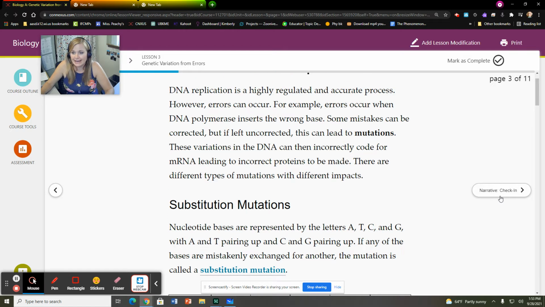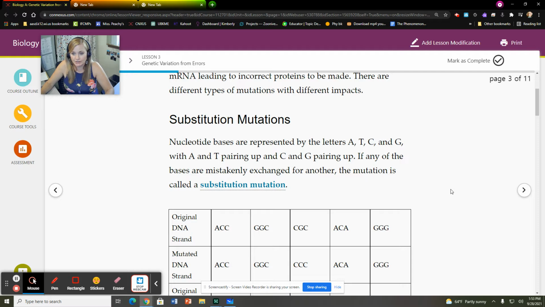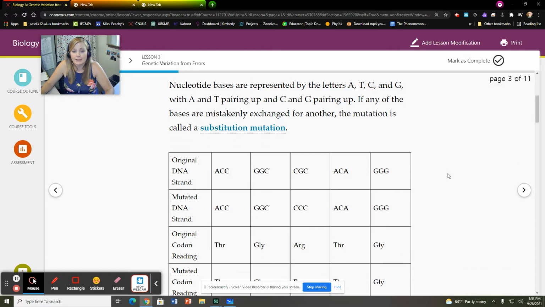Our first error type of mutation is called a substitution mutation. A substitution mutation is where the wrong base is substituted. Nucleotide bases are represented by the letters A, T, C, and G, with A pairing up with C and C pairing up with G. If any of the bases are mistakenly exchanged for another, the mutation is called a substitution mutation.